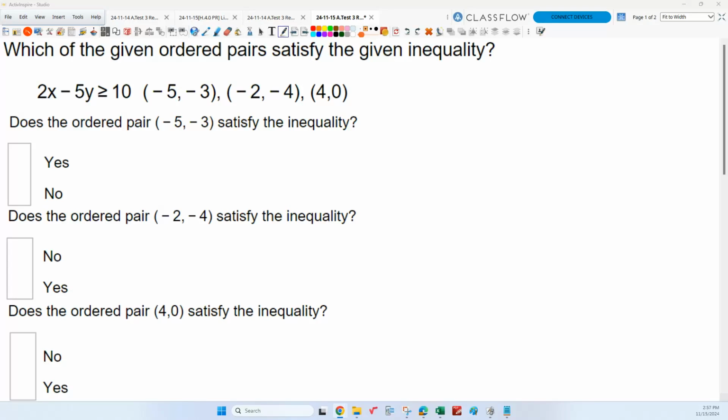Okay, so last stuff we didn't cover yesterday. How would I do a problem like this? It asks which of the given ordered pairs satisfy the given inequality. So how would I check? How would I check to see if the ordered pair -5, -3 satisfies that inequality?